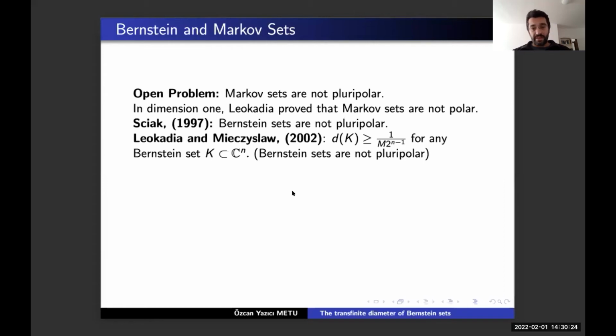Well, in particular, this shows that the transfinite diameter is not zero. And if this is non-zero, we know that the Bernstein set K is not pluripolar. Well, that was known by Sıcak, but this gives another proof of that fact. And this may give some hope to show that Markov sets are not pluripolar by finding a lower bound, like in the case of Bernstein sets, but we haven't succeeded in this yet.